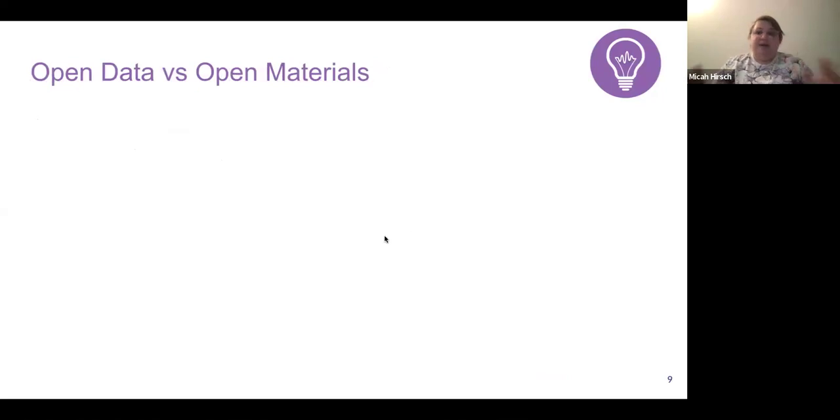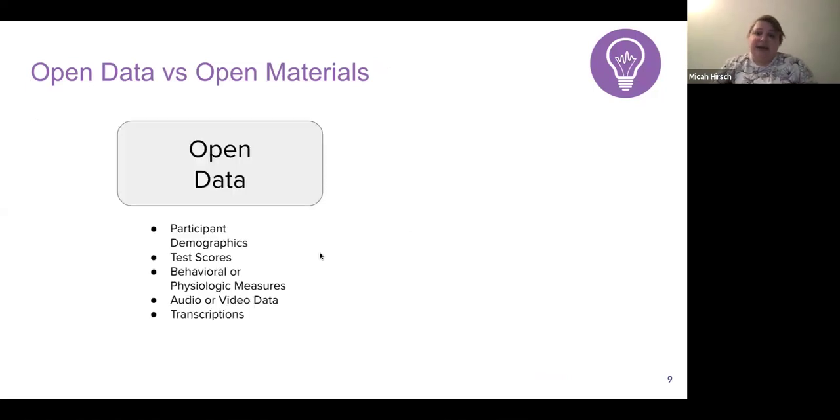So when I'm talking about open data and open materials, even though these are technically two different practices as defined by the open science umbrella, I tend to talk about them together. So I thought I'd just clarify what I mean by each term first. Open data usually refers to basically the data that you're collecting from your participants. So this might be participant demographic information, any test scores that they may have, any other behavioral or physiological measures collected from them, audio or video data, etc.